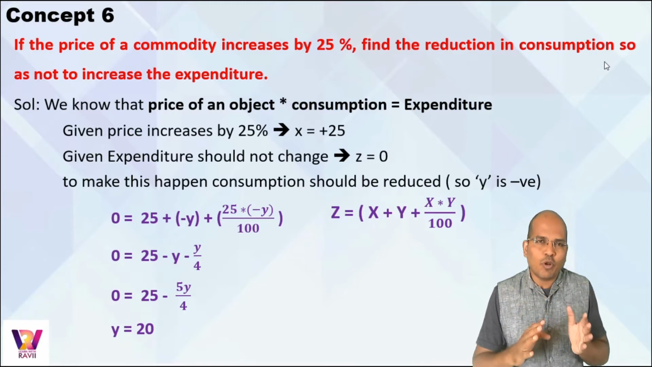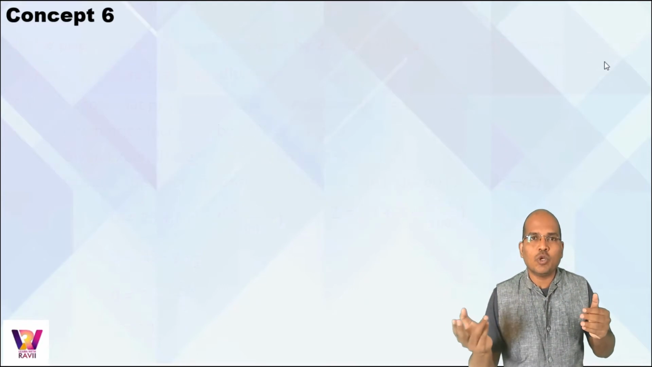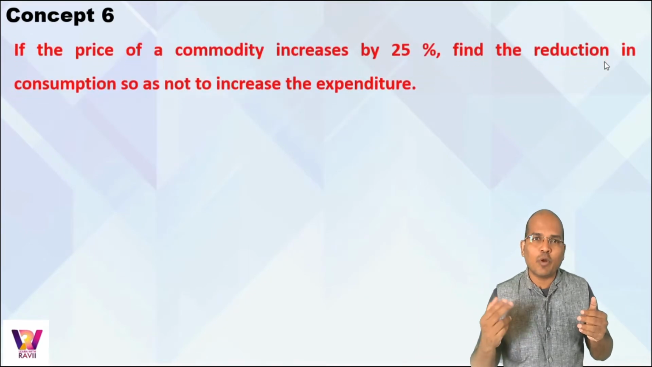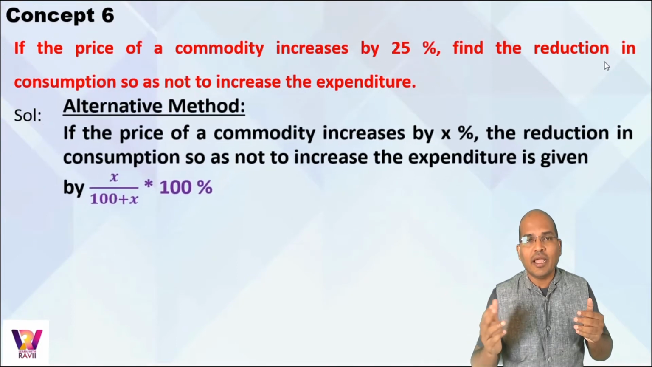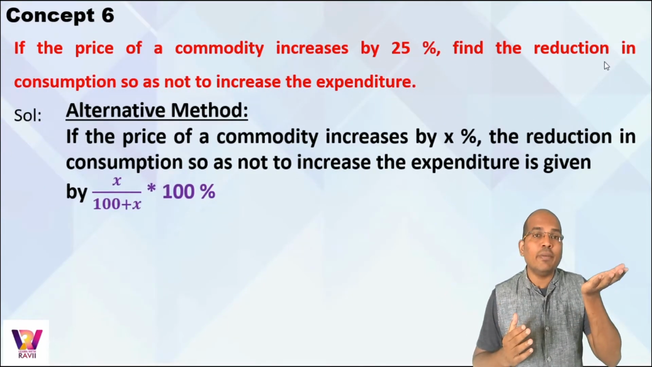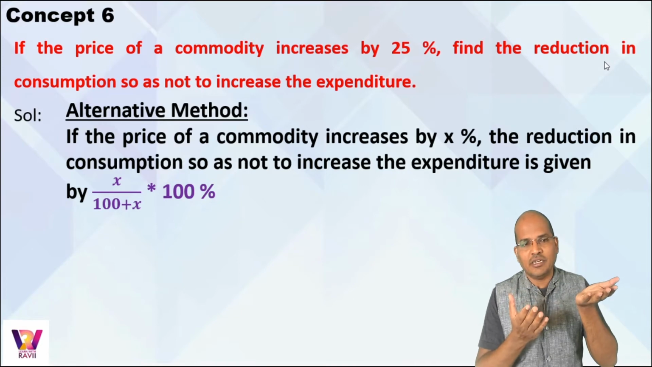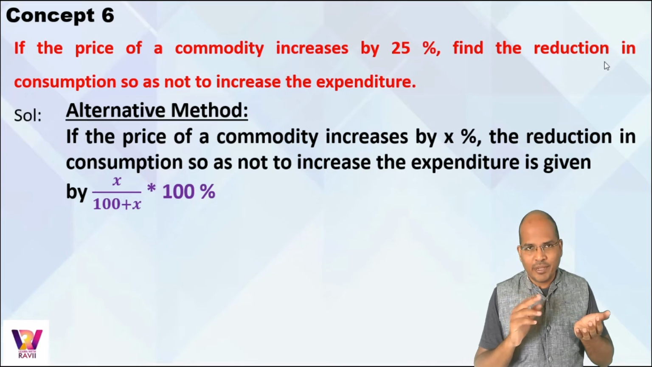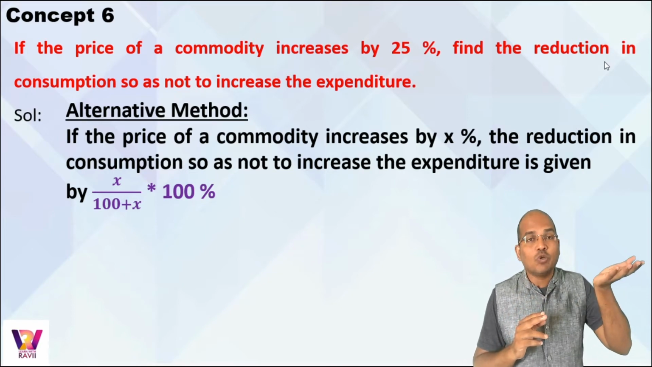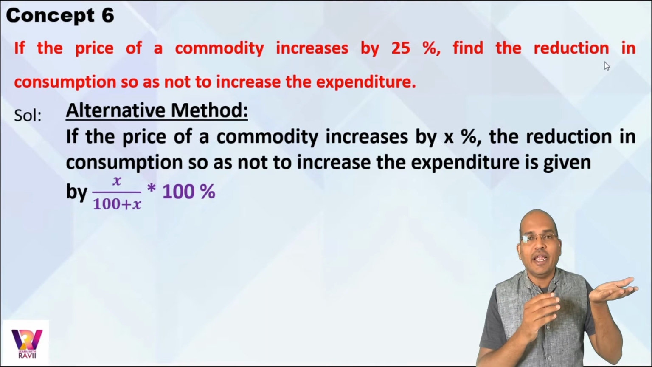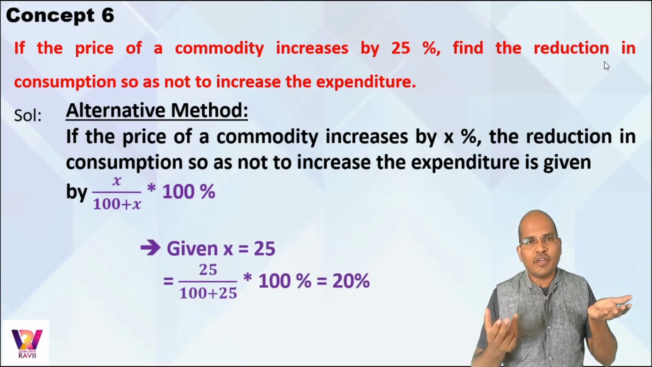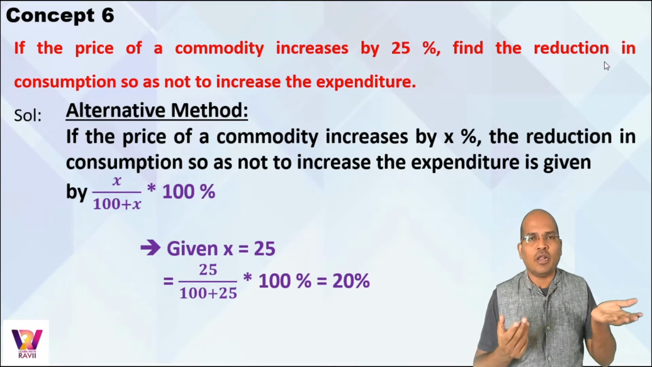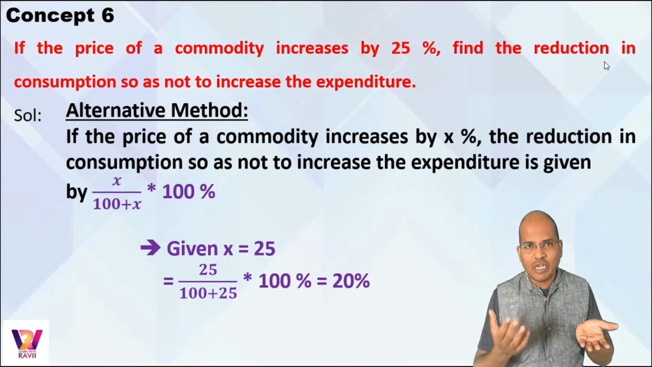Now let us do the same problem with an alternate approach. The story goes like this. Let us see the same problem solved with an alternate approach. So we have learned that an increase in price should be balanced by a decrease in consumption, isn't it? So that decrease in consumption is given by the formula X by 100 plus X. If there is an increase of price, to balance that increase of price, we should have a decrease of consumption, that is X by 100 plus X. So putting in the value of X as 25, 25 upon 100 plus 25 times 100 is 20%.